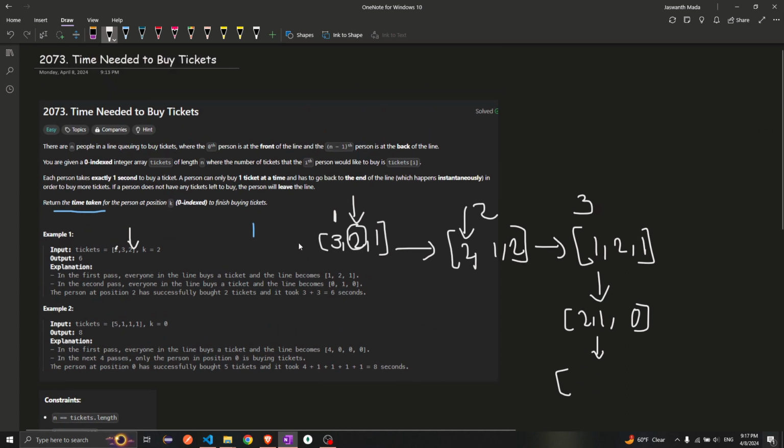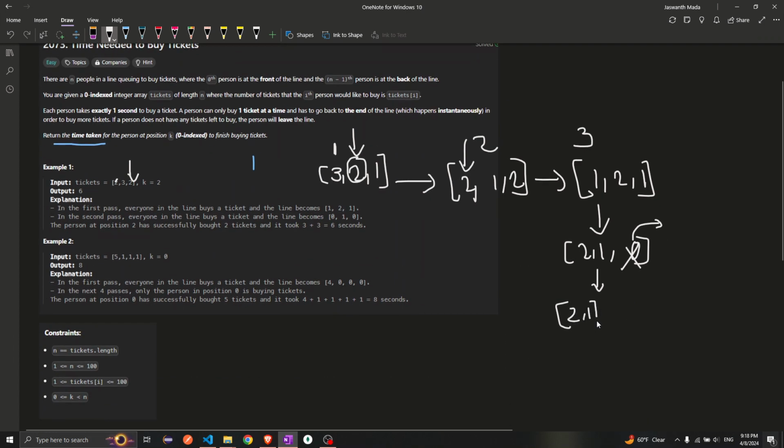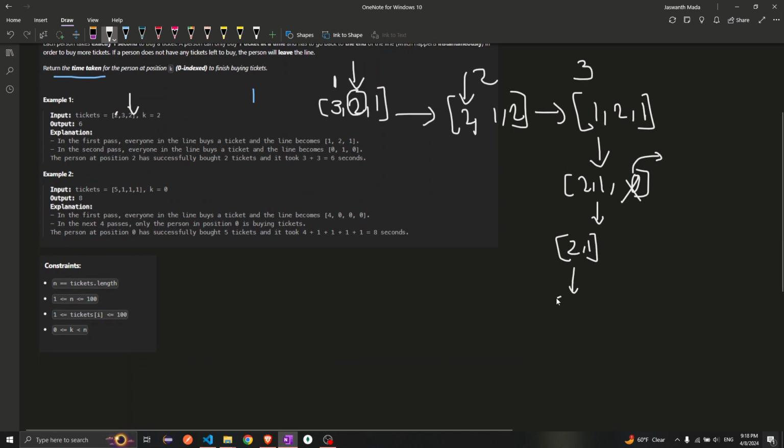Another thing we need to take care of is that when the number of tickets that the person wants to buy becomes 0, then we need to eliminate him from the queue. We need to remove him from the queue. So it will be like 2, 1 are only present in this array at this point. So this first person buys a ticket, it will be 2, 1, 1. So we are focusing on this person, right? So at this point it will become 1, 0. So the person that we want has bought all the tickets.